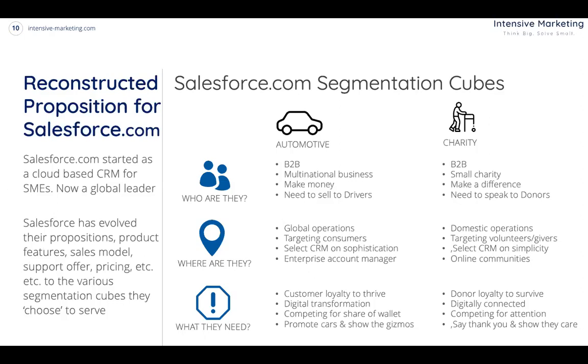In terms of automotive, it's probably a global operation. I suspect they're operating in headquarters in North America or in Germany or in the UK or Japan. And where they are in their stages, they are targeting consumers. And they're likely, in terms of their buying cycle, to select the CRM on sophistication, the fact that it gives them a competitive advantage. And they're likely to have an enterprise account manager, whereas our charity is going to be domestic operations. They are really targeting volunteers and givers, a different customer group.